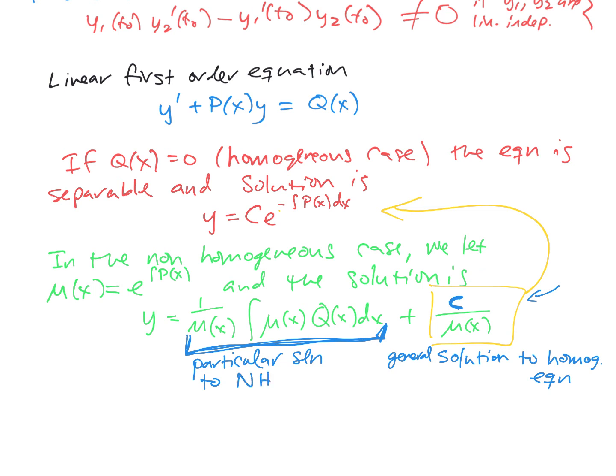And then if you put them together, a general solution to the homogeneous, call that H, plus a particular solution to the non-homogeneous, then the whole thing together is the general solution to the non-homogeneous equation. So it's the same form that we see now in the second case, where in order to get the general solution to the non-homogeneous, you need a particular solution to the non-homogeneous plus the general solution of the homogeneous. And so that's the connection here.